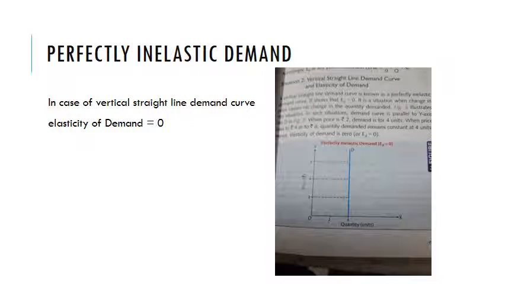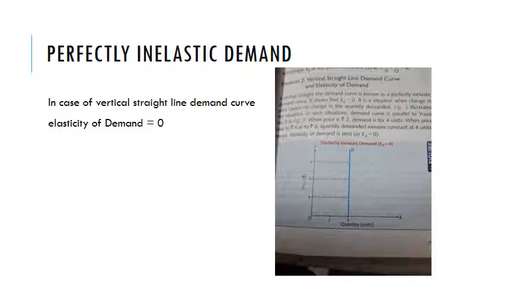The second situation is perfectly inelastic demand. Here, the demand curve is a vertical straight line. It shows that elasticity of demand is equal to 0. It is a situation when a change in price causes no change in quantity demanded.